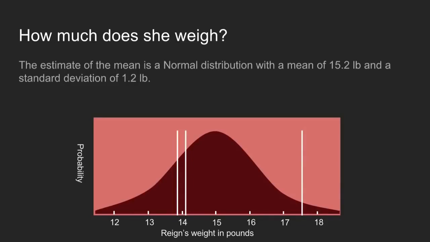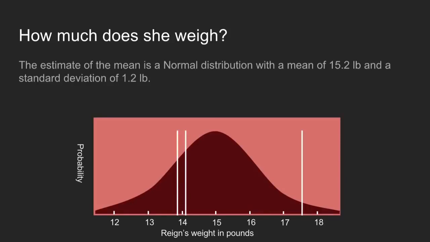The peak of that hill is at 15.2 pounds, and one standard deviation on that curve is our standard error of 1.2 pounds. So you can see looking at this that yes, it's most likely that she's 15.2 pounds, but there's a lot of that curve that sits outside of the range of 14 to 16. So yeah, she's probably between 14 and 16 pounds, most likely between 13 and 17 pounds, but she might even be lower than 12 and higher than 18. That is a really wide range, and it's not a great basis for making a decision.